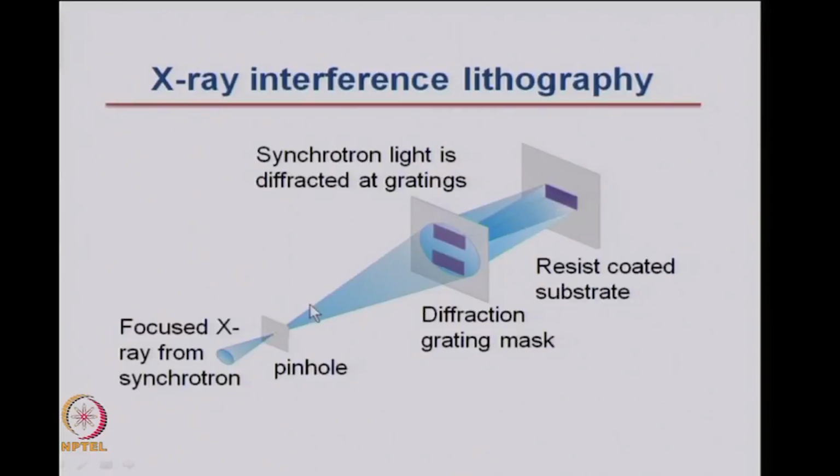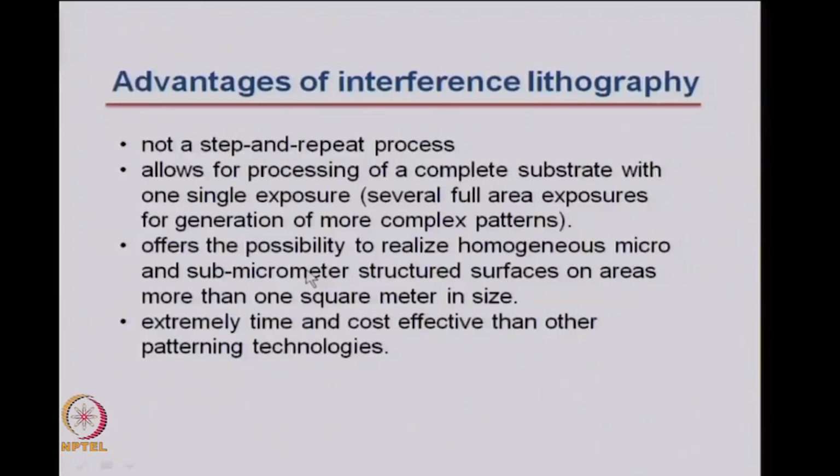So, you are using X-rays going through a mask which has a particular pattern, and then diffraction is occurring, and you are getting a periodic structure based on the interference of the two beams, which are being generated by this grating, and you get a structure of your choice by the design which you made in the mask. And this is the way that you generate X-ray interference lithography based on two X-ray beams which are interfering with each other. The advantage of interference lithography is that it is a one step process.